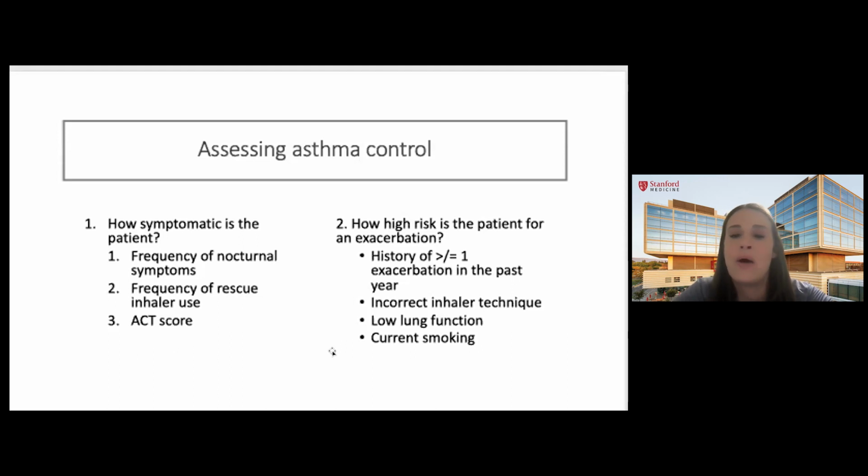Then part 2, again, is how high risk are you for having an asthma attack or an asthma exacerbation? So the biggest risk factor for an asthma attack is having had at least 1 attack in the past year. That is probably the biggest thing that increases your risk of having another one. Other things that increase your risk of having an asthma exacerbation are incorrect inhaler technique, which is again why it's so important to always be addressing that, low lung function, and smoking. There's many other things, but these are some of the big ones.